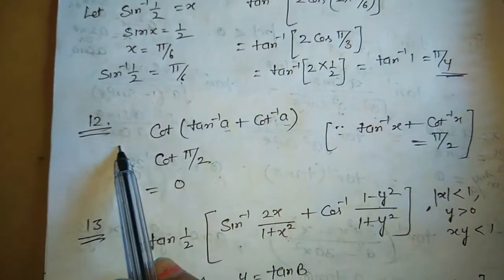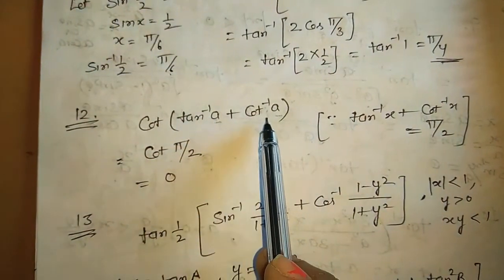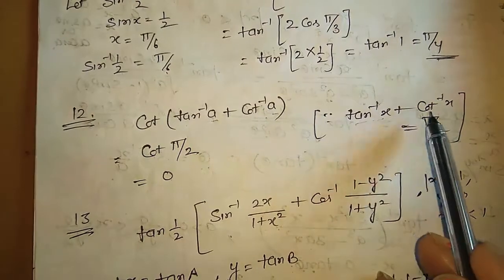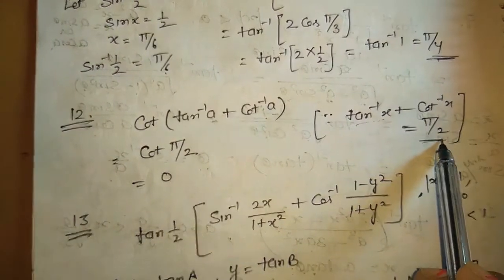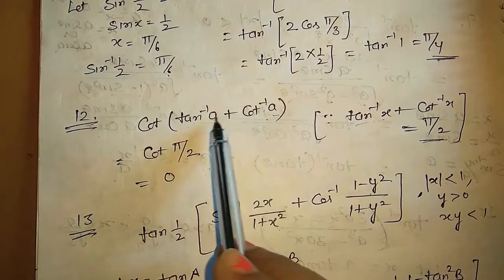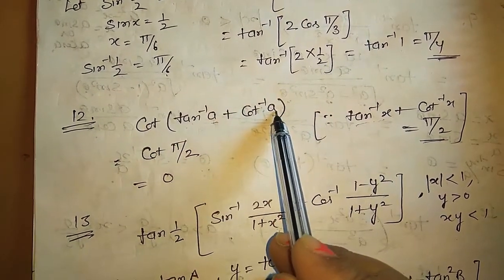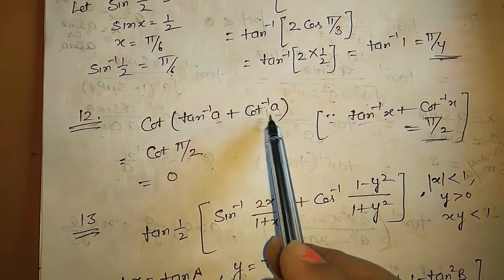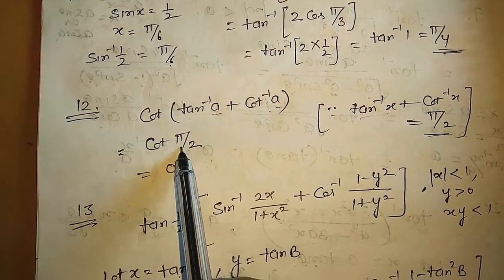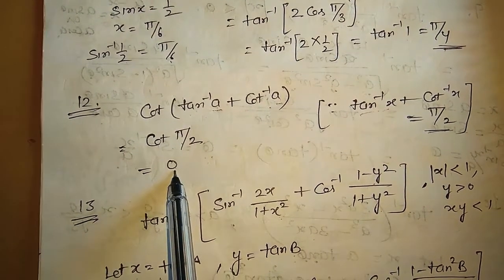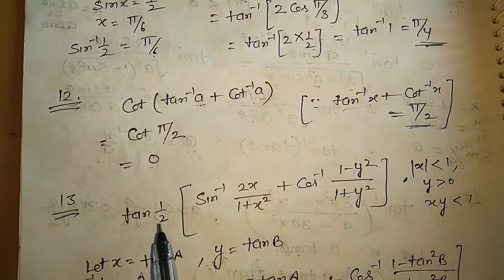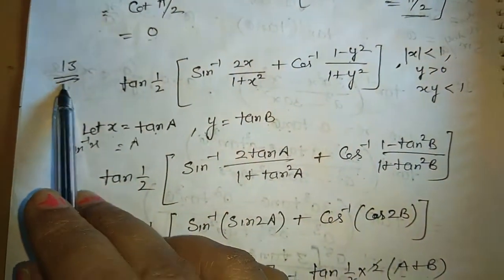Now come to the 12th question. Cot of (tan inverse A plus cot inverse A). We know that tan inverse x plus cot inverse x is equal to pi by 2. So we can write this as pi by 2 because the value is the same in both cases. If it were 2a, then we would not write it as pi by 2, but in this, both values are the same. So we can write pi by 2. So cot pi by 2 is equal to 0. We know that cot 90 value is 0. So the answer is 0.